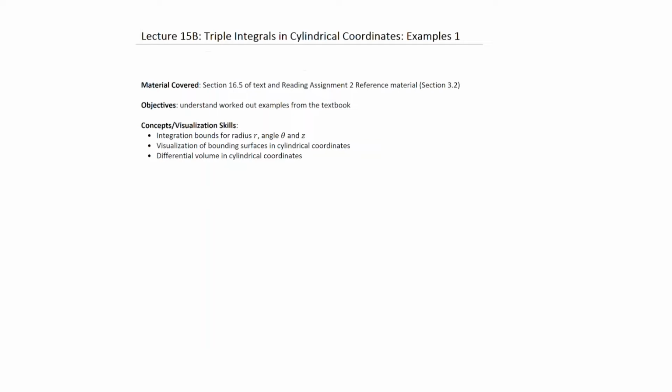The objectives are to understand worked out examples from the textbook, and again, the concepts and visualization skills are integration bounds for radius r, angle theta and z, visualization of bounding surface in cylindrical coordinates, and the differential volume in cylindrical coordinates. As usual, the second slide basically is just a summary of the slides to follow, so we'll just move on.